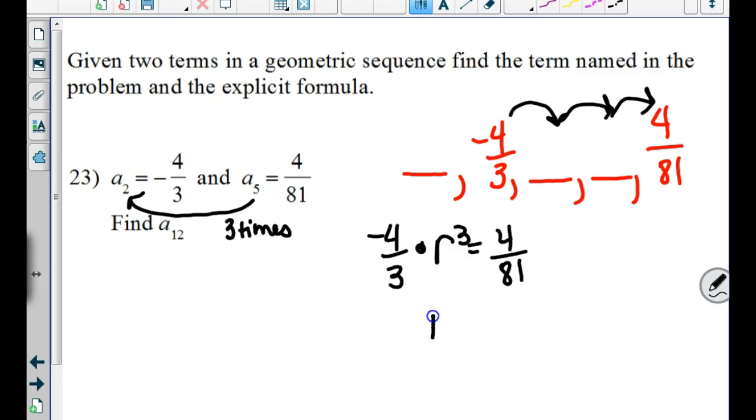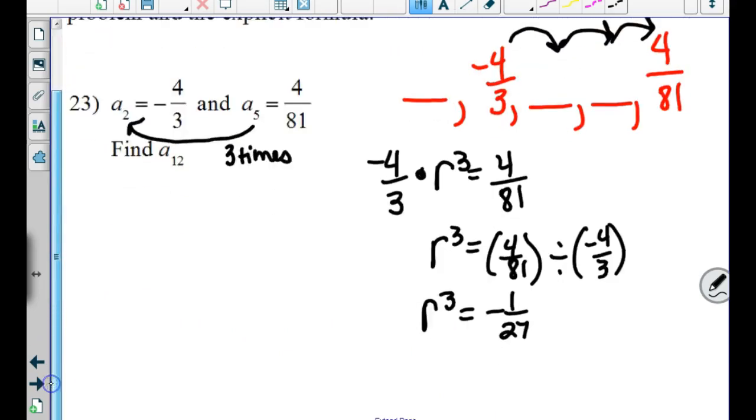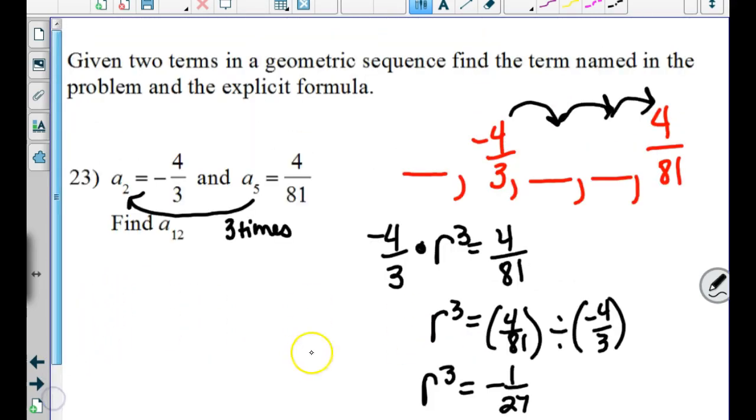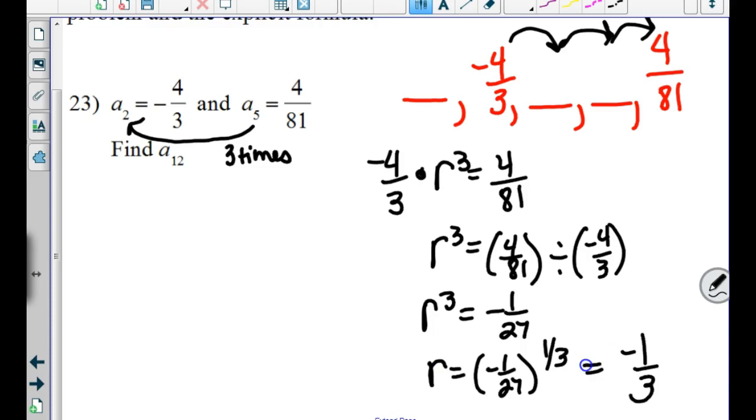Divide first. 4/81 divided by negative 4/3, or times the reciprocal. Is it negative 1/27th maybe? Okay, and then if we do to the 1/3 power, or take the cubed root. R equals negative 1/27th to the 1/3 power. You get negative 1/3, okay?